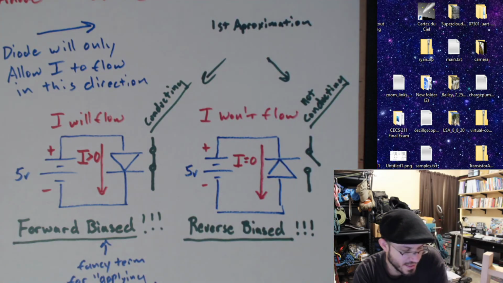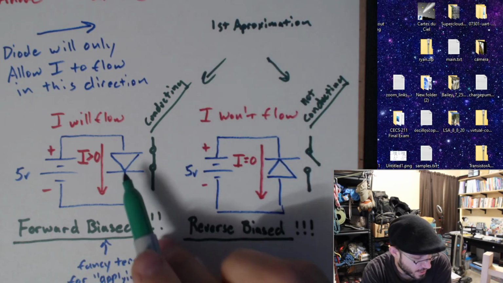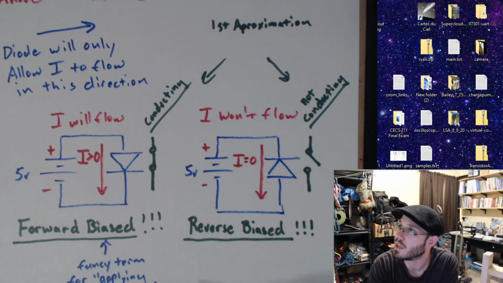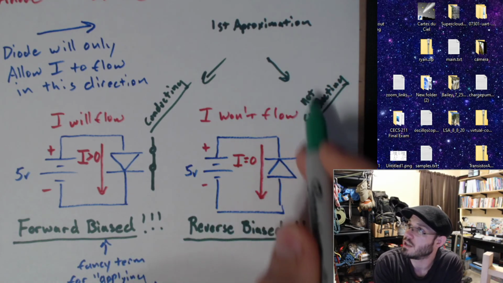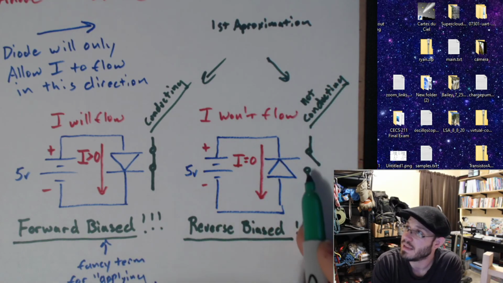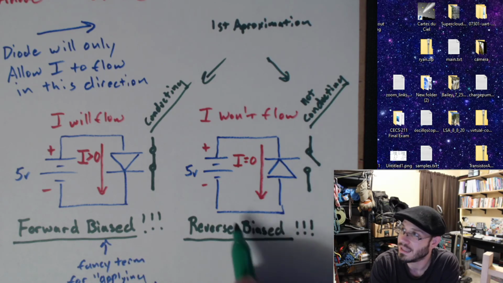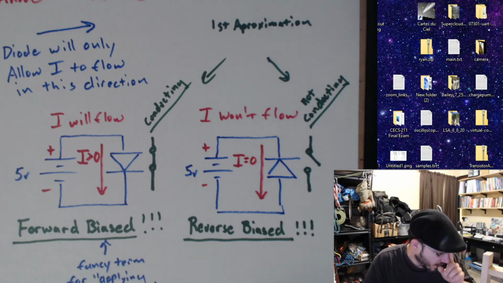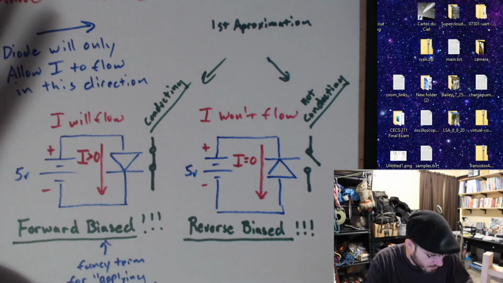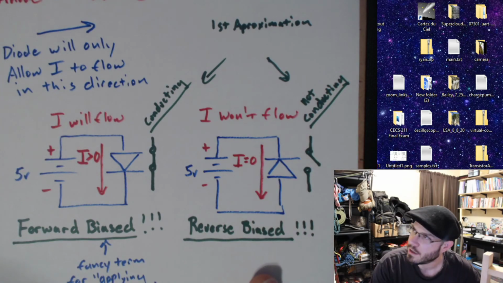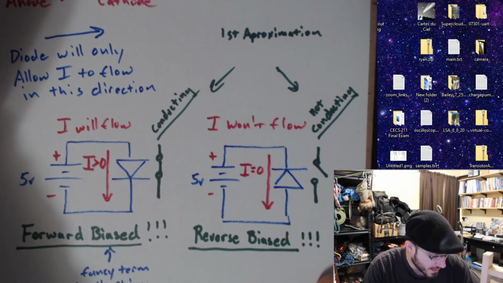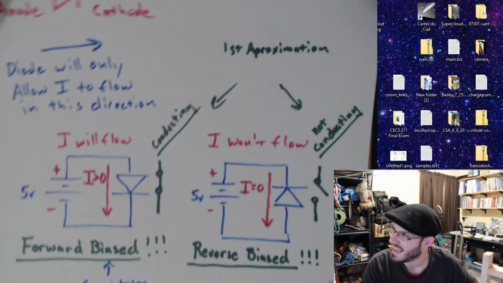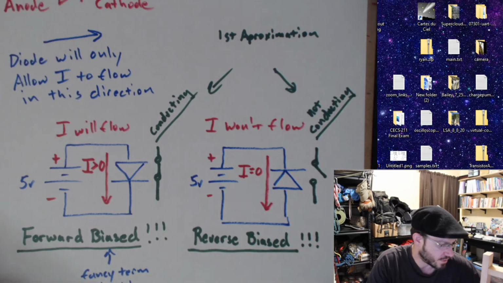Okay, so we would say, to a first approximation, this diode is conducting, therefore it is behaving like a closed switch. To a first approximation, this diode is not conducting, it's behaving like an open switch. The diode's reverse biased. Okay, so here's our basic introduction to a diode. Let's go ahead and look at a couple of examples of types of diodes.